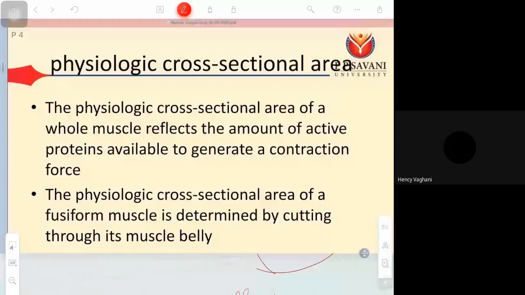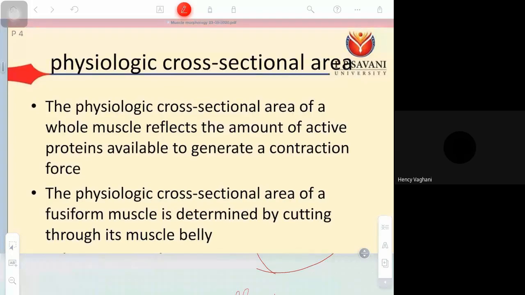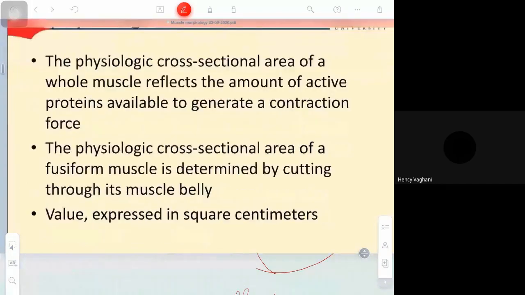The physiologic cross-sectional area of the whole muscle reflects the amount of active protein available to generate contraction force. The physiological cross-sectional area of the fusiform muscle. What is the example of fusiform? We discussed it is biceps. It is determined by, so how will you measure this cross-sectional area? How will you determine this cross-sectional area?